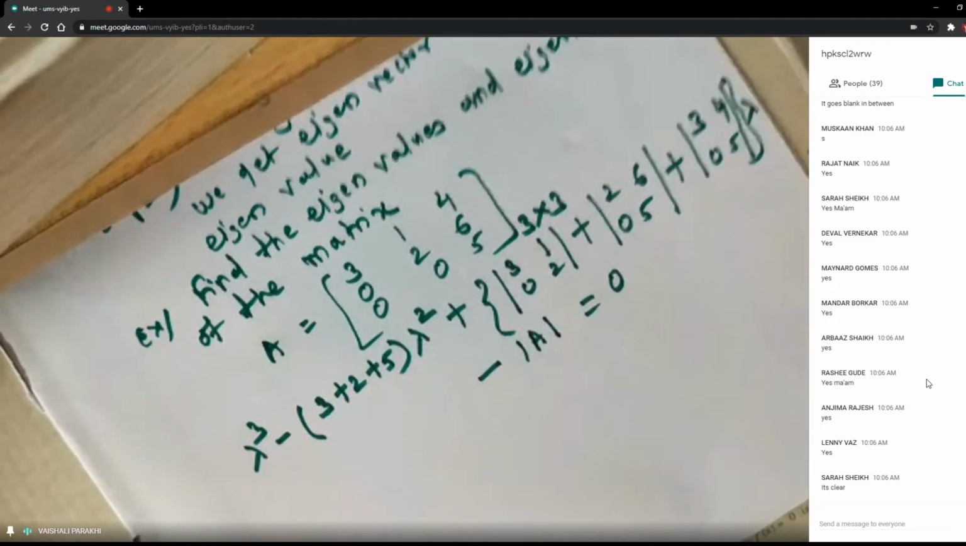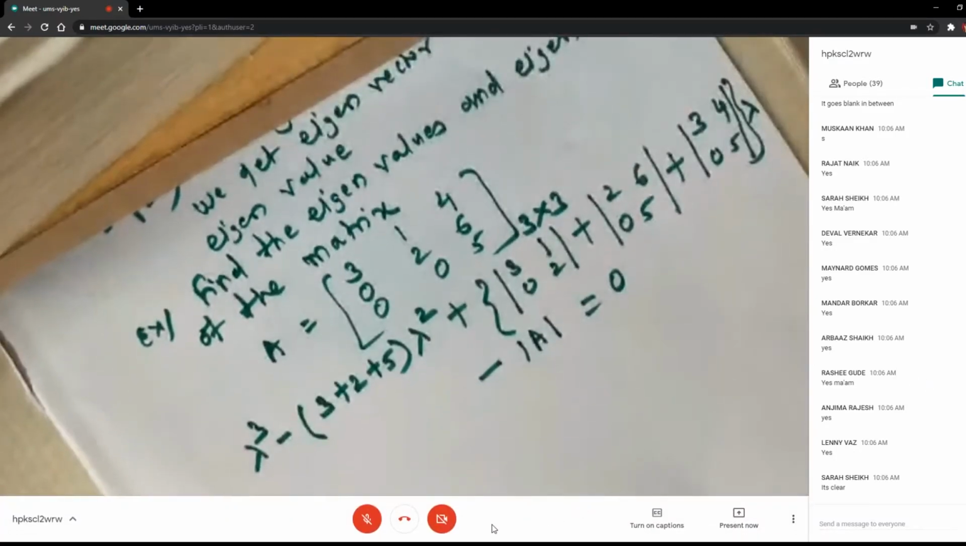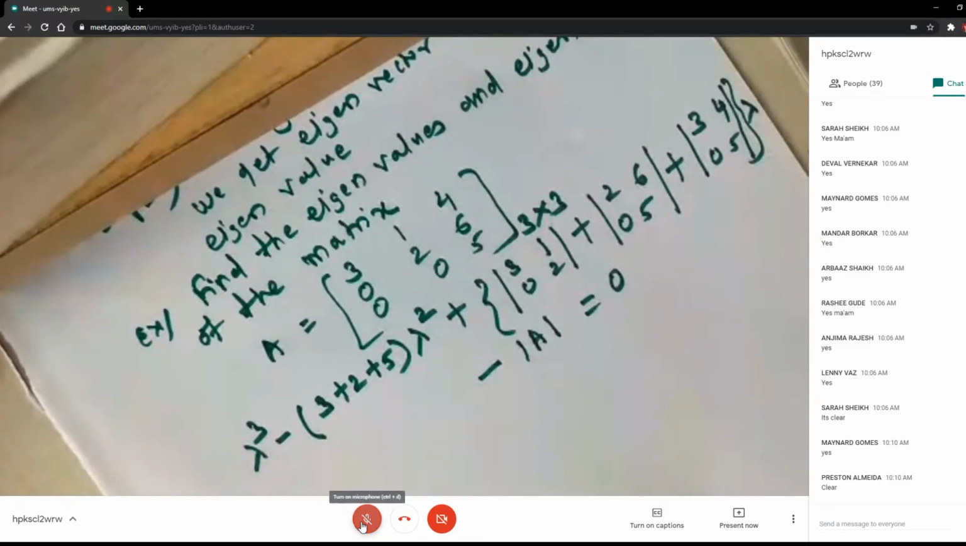Should I repeat, students, or you can see a little bit now? Is it little improvement in the view and the sound? Yes, it's clear. Thank you very much.